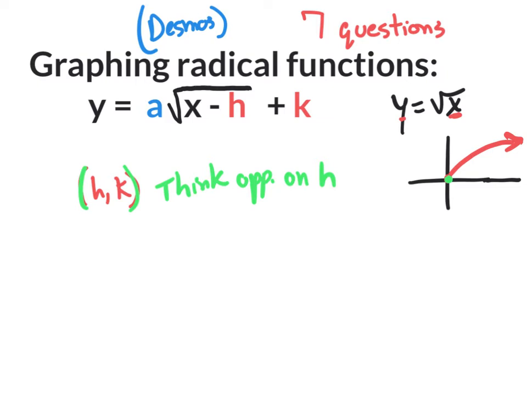The a value tells you if it gets reflected. It tells you if it's reflected if the a value is negative. If it's not negative, it doesn't get reflected over the x-axis.